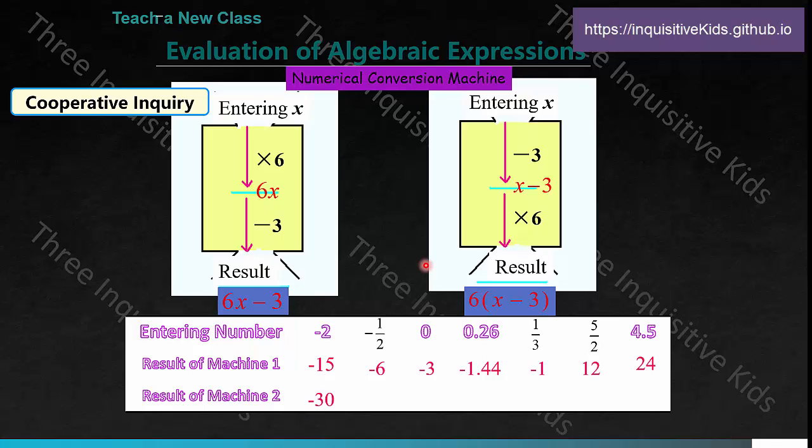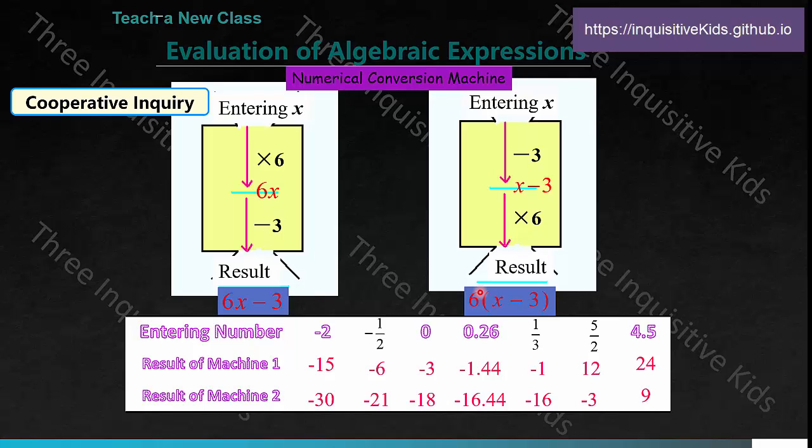Result of machine 2 was -30, -21, -18, -16.44, -16, -3, and finally 9. These are the results.